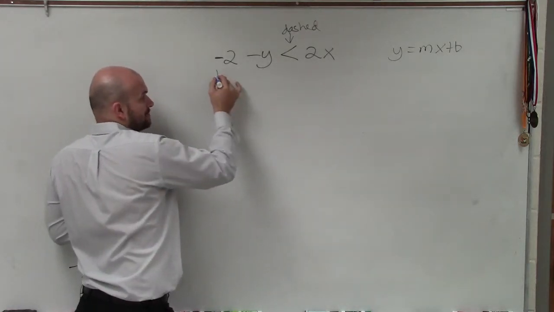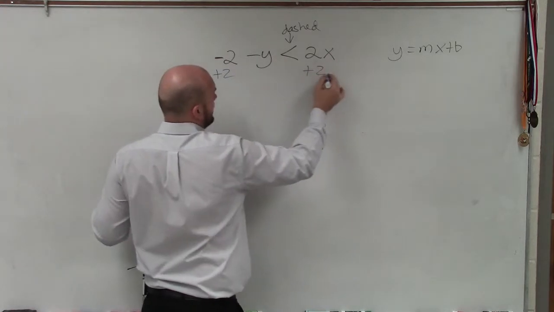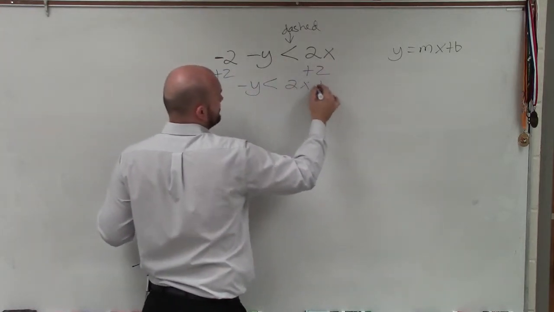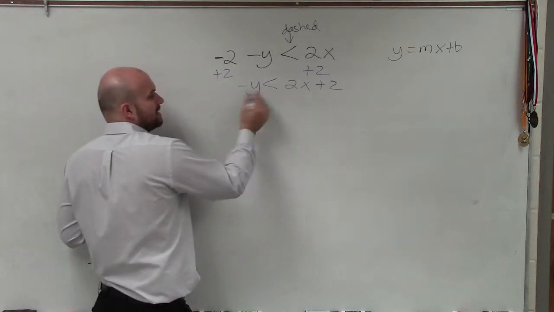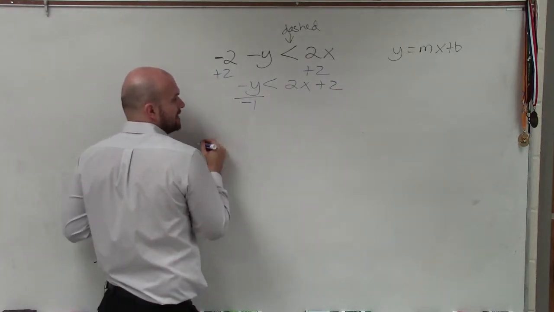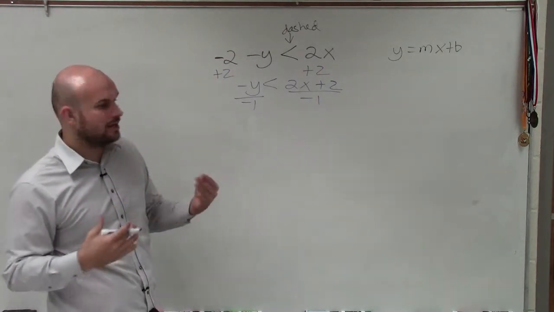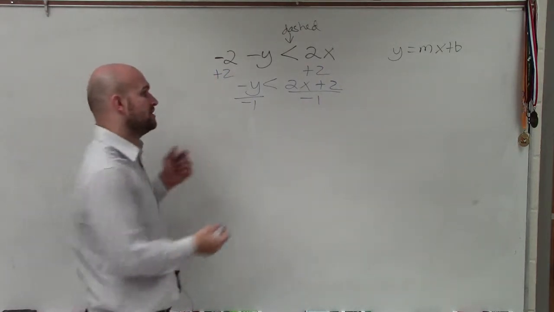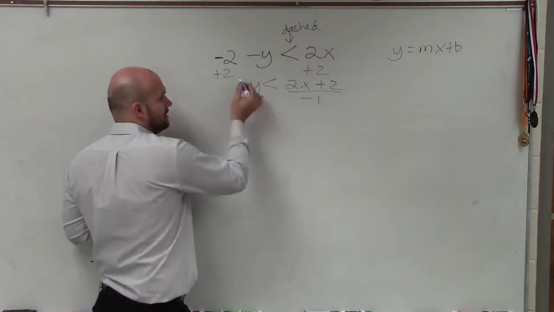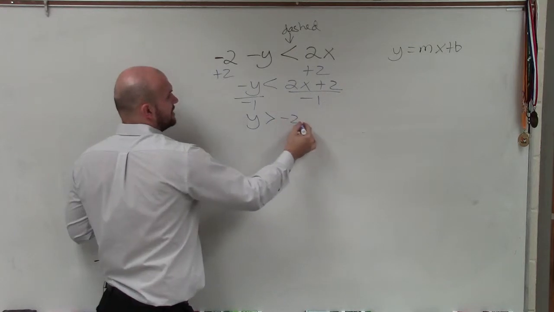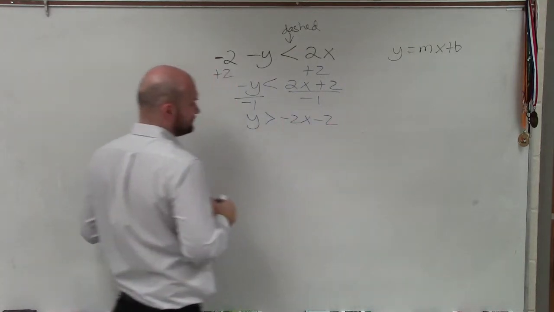So to go ahead and rewrite it into slope-intercept form, what I'm simply going to do is isolate my y. So to do that, I need to add 2 on both sides. And I have negative y is less than 2x plus 2. Now, to undo multiply by negative 1, I'm going to divide by negative 1. But remember, just like when we're solving one variable inequalities, whenever you multiply or divide by negative 1, you need to flip the sign. So now I have y is greater than negative 2x minus 2.